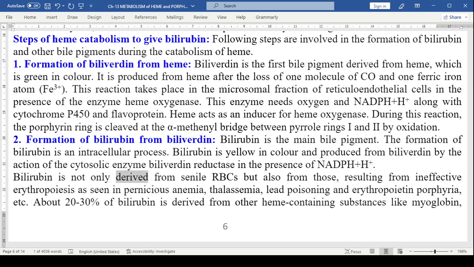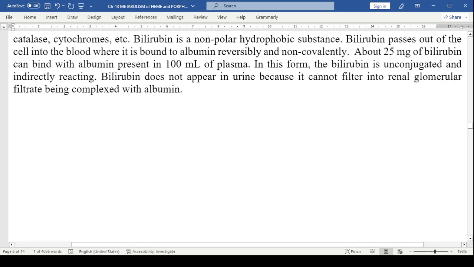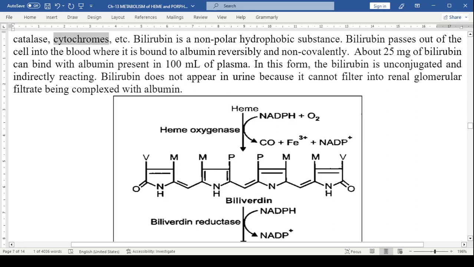Bilirubin is not only derived from senile RBCs but also from those resulting from ineffective erythropoiesis as seen in pernicious anemia, thalassemia, lead poisoning and erythropoietic porphyria, etc. About 20 to 30% of bilirubin is derived from other heme-containing substances like myoglobin, catalase, cytochromes, etc. Bilirubin is a nonpolar hydrophobic substance.